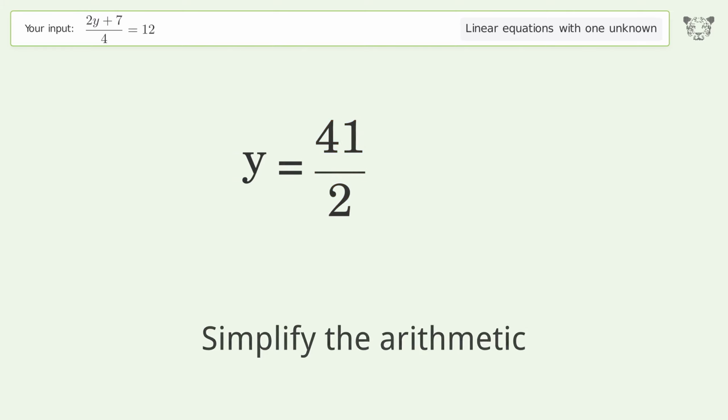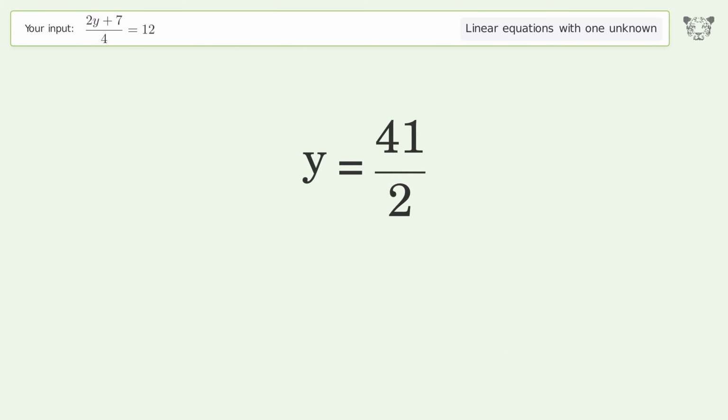And so the final result is y equals 41 over 2.